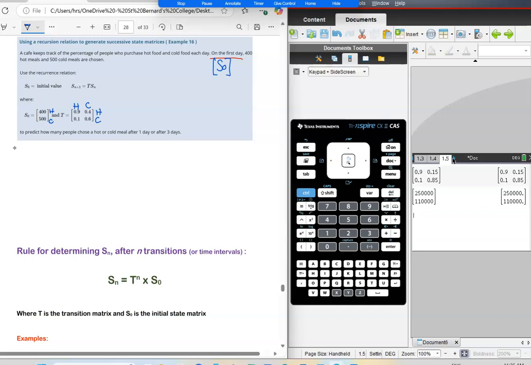So let's find S1. You don't have to write all the numbers out, you can just write the coding. So we're going to say we can find S1 by going T times S0, and then we'll do that on our calculator.